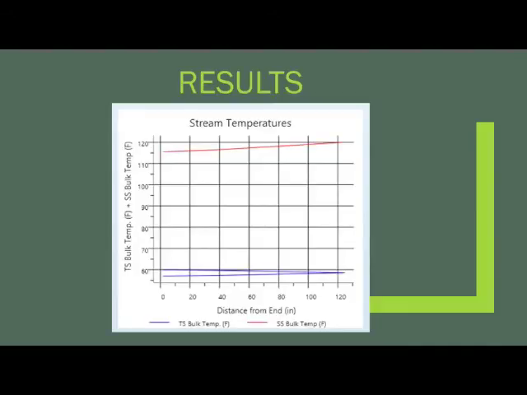This graph here represents that as the distance in the tube increases, the temperature of the cold stream does not increase by more than 3 degrees, and the temperature of the propylene glycol heats up to exactly 120 degrees at the end of the heat exchanger.